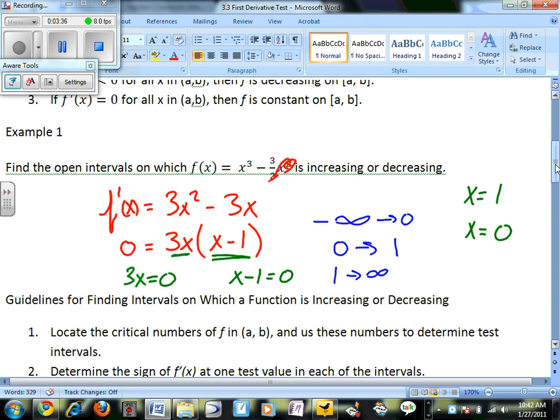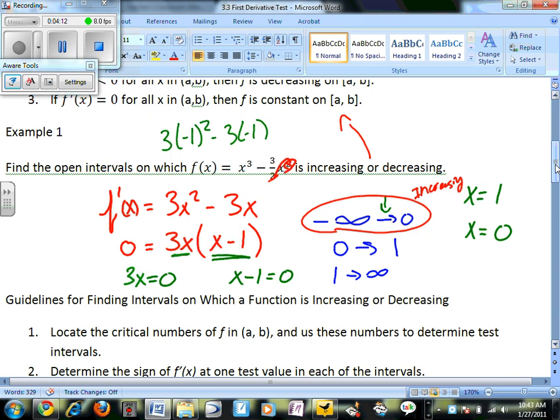Let's pick a point in this interval to figure out whether it's increasing or decreasing. We can just plug it into the slope. If the slope's positive, it's increasing. If the slope's negative, it's decreasing. Let's pick negative 1. If I pick negative 1, I get 3 times negative 1 squared minus 3 times negative 1. So I get 3 plus 3, which is 6. Since my slope is positive, through that entire interval, it's increasing.